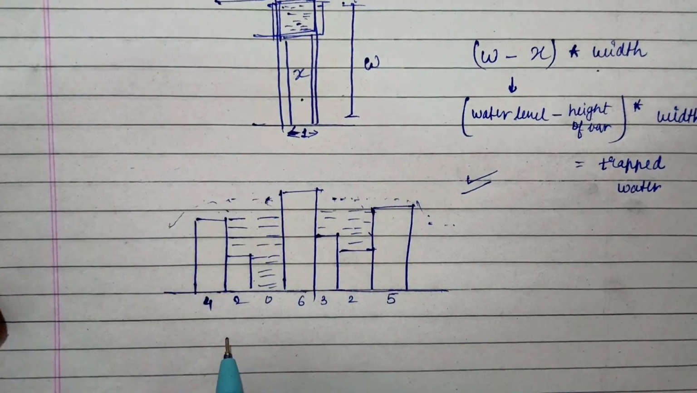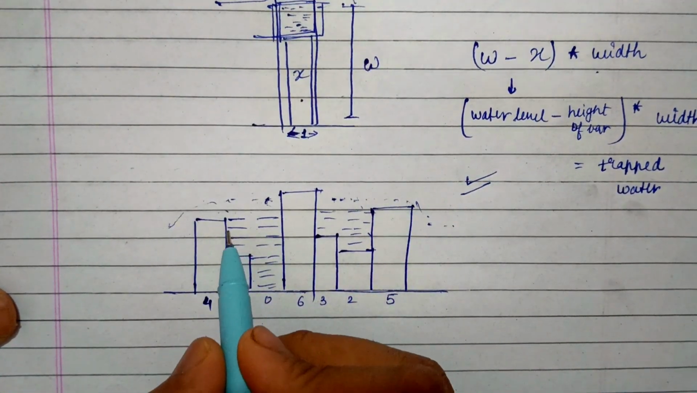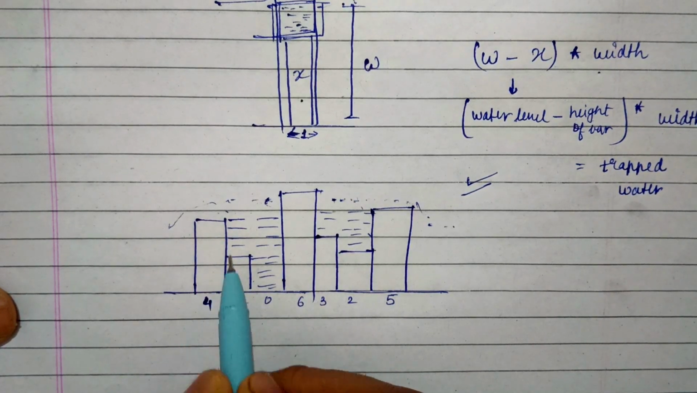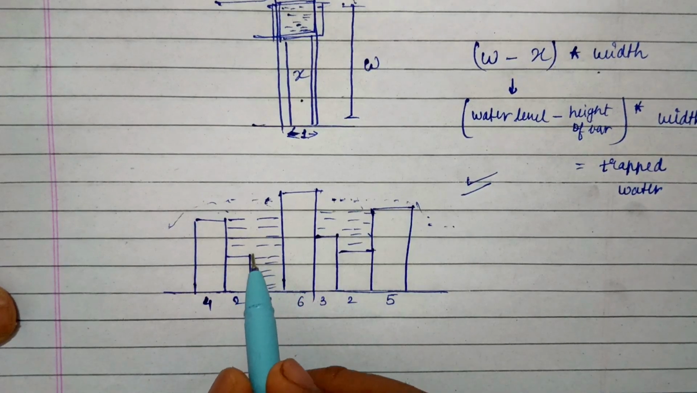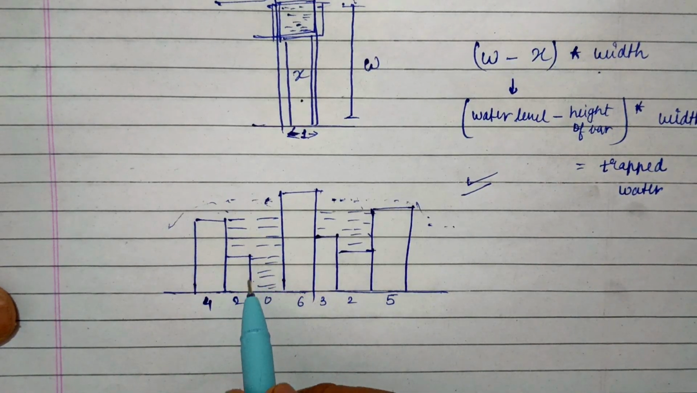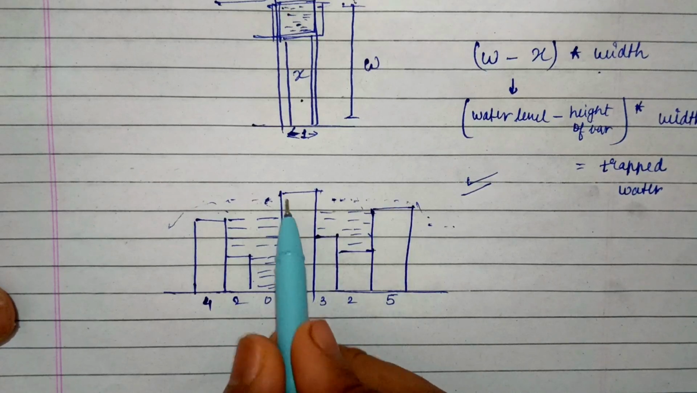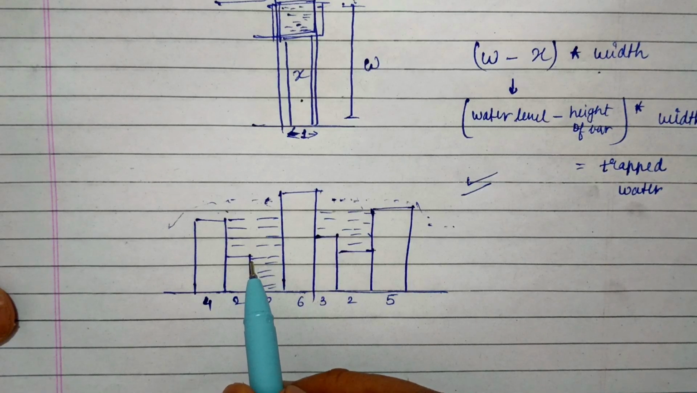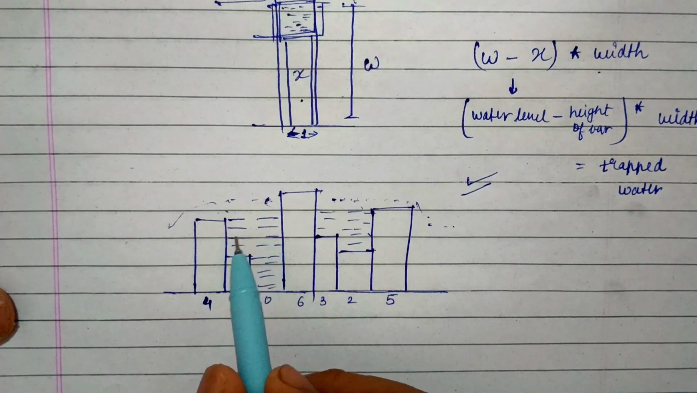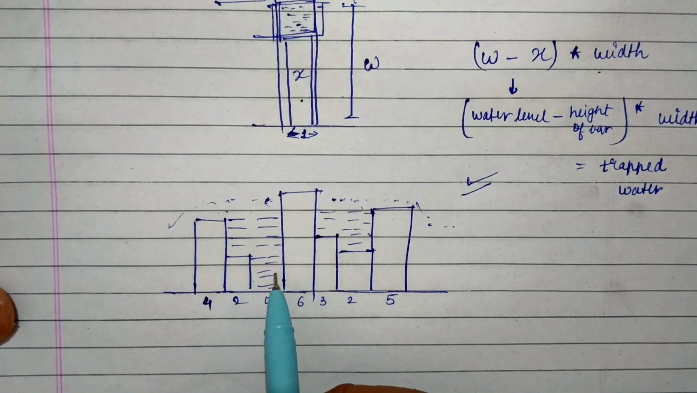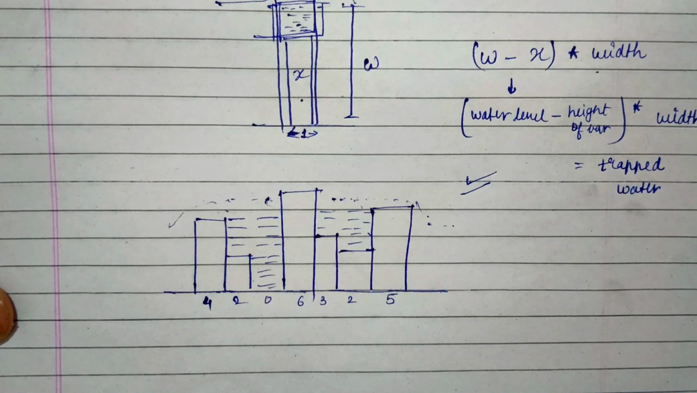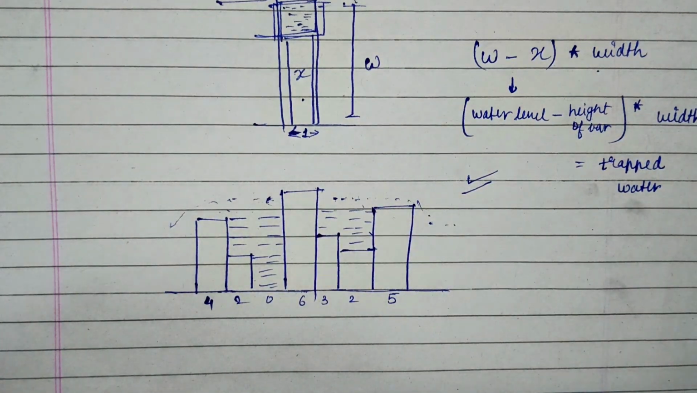The water will only trap between two bars. So from this bar the water will not trap. From here the water will trap because we have boundaries. We have two bars, and in two bars only the water will trap. If there is a single bar, then the water will not be trapped. So let's analyze how much water it will trap.